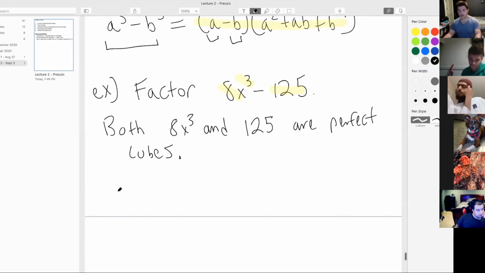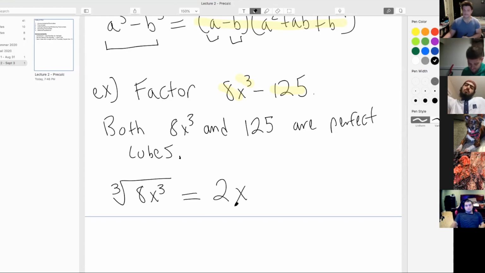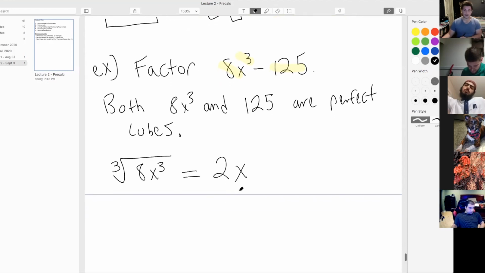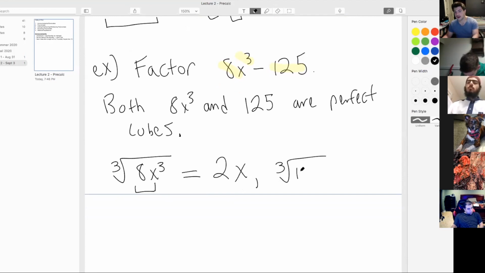So the cube root of 8x cubed, what's this? Well, that's just 2x. The reason being is that if you raise 2x to the third power, you will get back what's in the radicand. Also, we need to take the cube root of 125, and that's just 5.